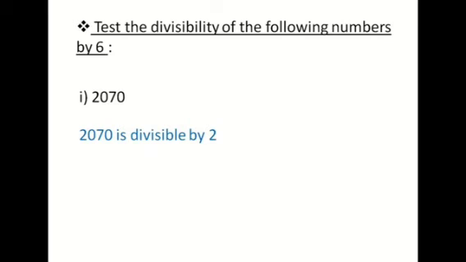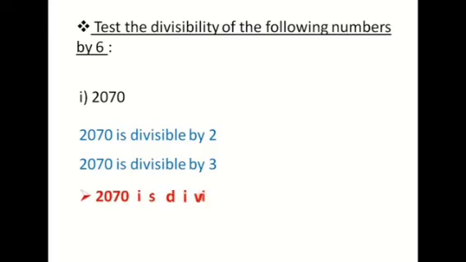Now you have to check whether the number is divisible by 3. What is the rule? Add all the digits. 2 plus 0 plus 7 plus 0. How much is it? 9. 9 is divisible by 3. So 2070 is also divisible by 3. You can see the number is divisible by 2 and 3. Then you can conclude that the number is divisible by 6. So finally you can write down 2070 is divisible by 6.